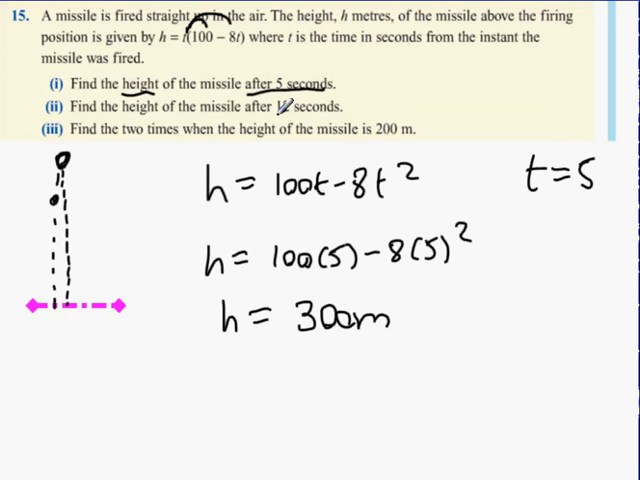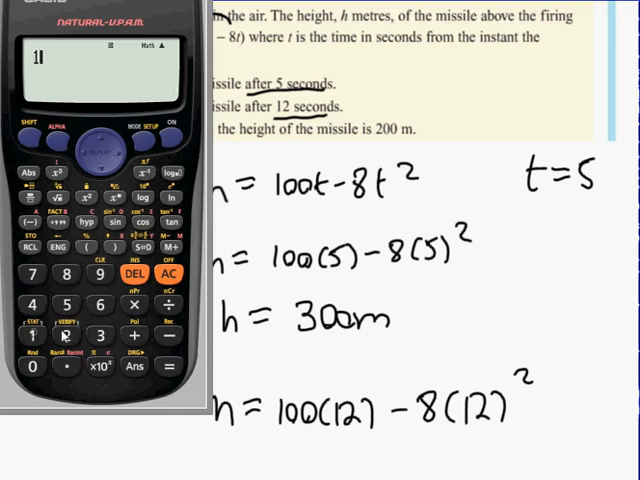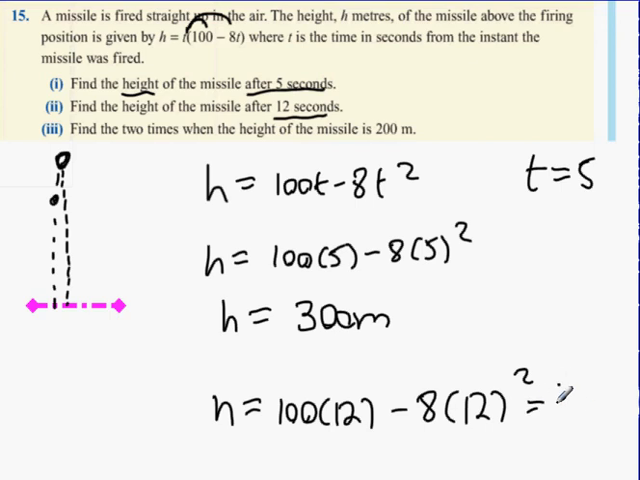What about the next question? The height of the missile after 12 seconds. h equals 100 times 12 minus 8 times 12 squared. So that's going to give me 1200 minus 8 times 12 squared. 48. What can you tell me happened between 5 to 12 seconds? You start to go down. Now you might have gone up for a slight bit longer and then gone down afterwards, but in between 5 to 12 seconds you lost height in the air. You were higher, now you're lower.